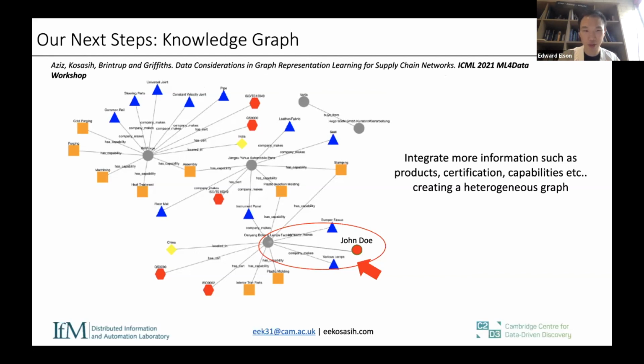So if you have any thoughts or feedback, or if you have heard anything about the usage of knowledge graphs in supply chain, do let me know. I'd be keen to hear more from you.